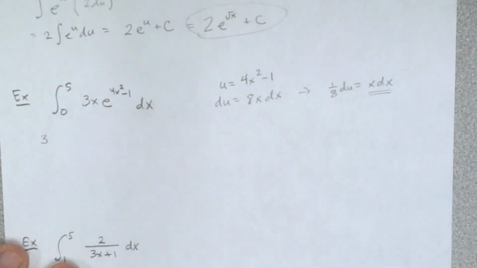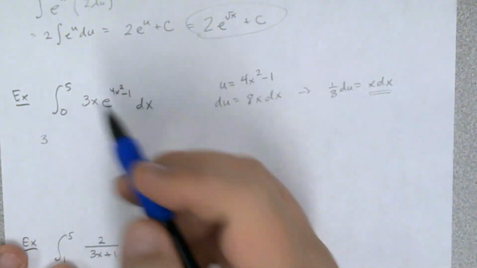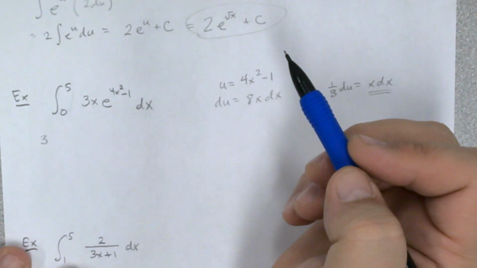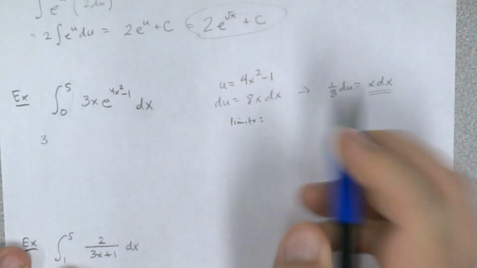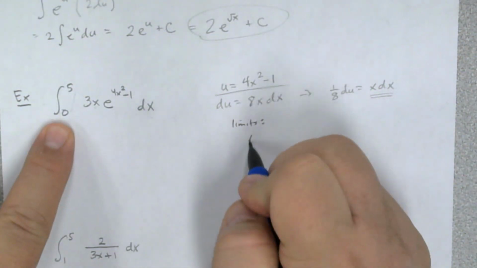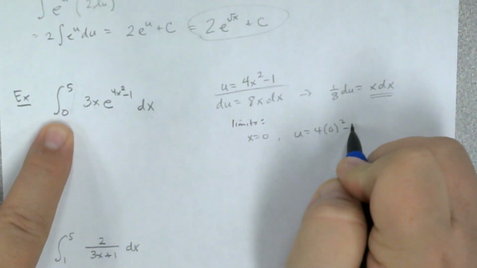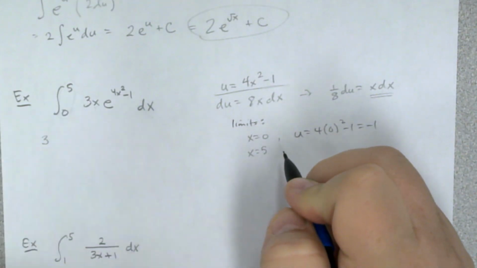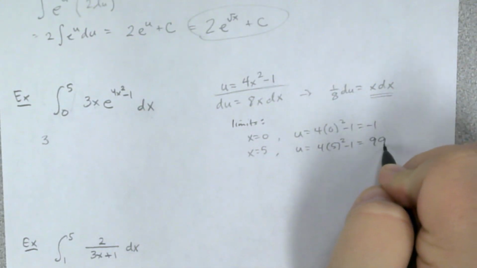Oh, one more thing though, with limits. Before I start substituting stuff in, I need to remember that these are limits for x, and they also need to be substituted. So how do I deal with the limits? What do I do there? Well, I have this little connection right here. I said let u equal that. So for our limits, when x equals 0, my u is going to be 4 times 0 squared minus 1, or negative 1. And when x equals 5, then my u is going to be 4 times 5 squared minus 1, or 99.